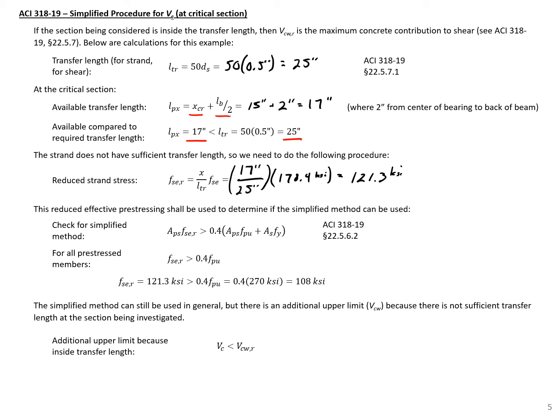Because we're inside the transfer length, this is the stress that we'll need to use in our pre-stressing strands. And we need to use this stress when checking to see if we can even use our simplified procedure. So our 121.3, because we have a fully pre-stressed member, we need to check that value versus 0.4 times F sub PU, which is 108 KSI. We see we're okay, so we can use our simplified procedure. But because we're inside the transfer length, now we have an additional upper limit, which we'll calculate on the next slide, of V sub CW reduced.